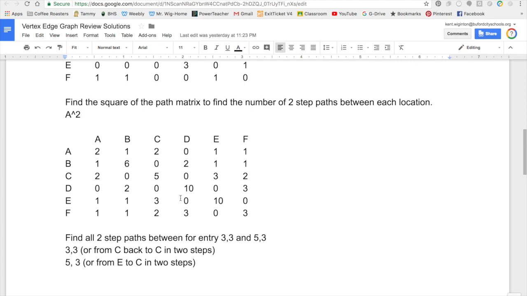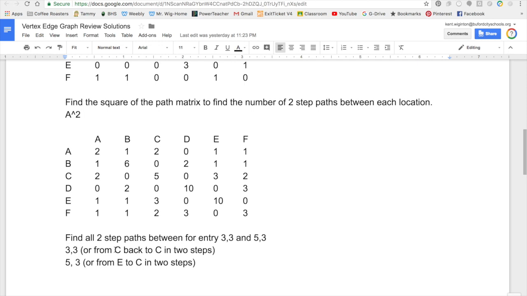Now, the point here is not really to get the matrix. The point is to explore what it's saying. The question was to find two-step paths for entry 3, 3. That's one thing. And the second part is to find it for 5 to 3, the entry 5, 3. So if we look at that, that's the paths.